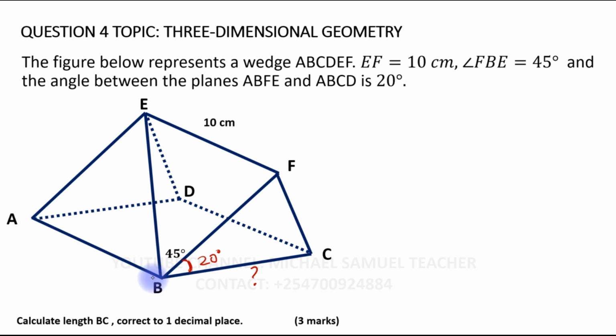So one thing we need to note is that at this particular point, if you look at plane ABFE, this is 90, also this is 90, this is also 90 degrees. But in this case, this is 45 degrees. This is 45 degrees, this is 90, therefore this angle will also be 45 degrees. If that is the case, then EF and FB will be equal. So BF will be 10 centimeter.